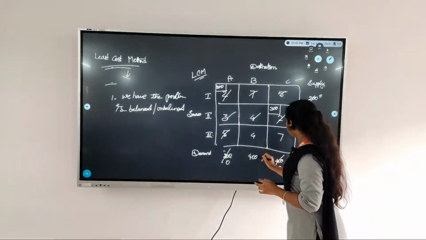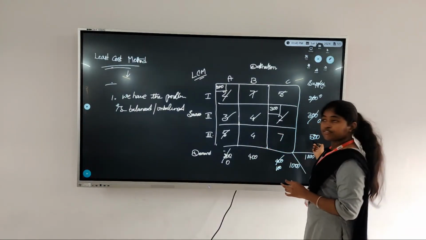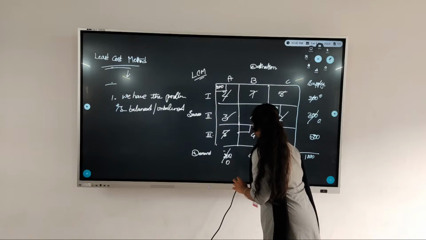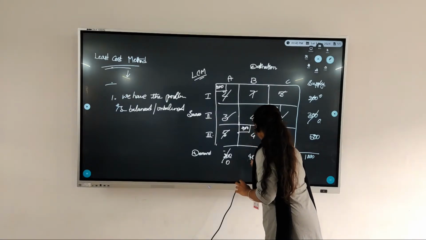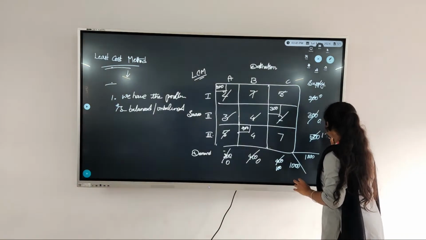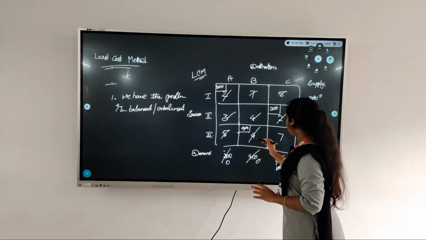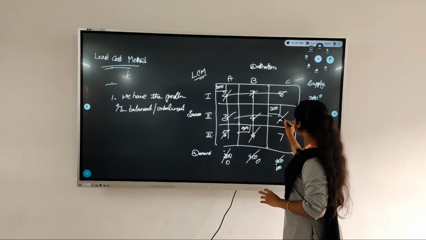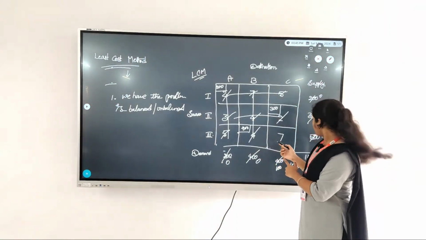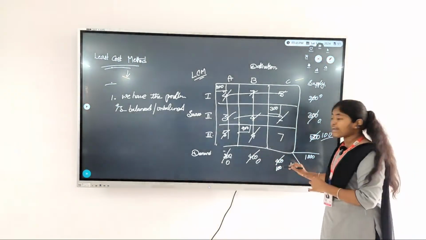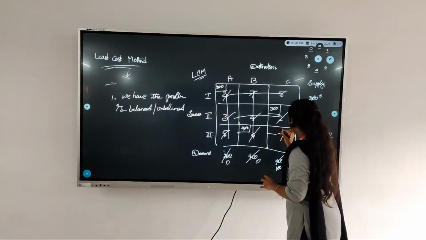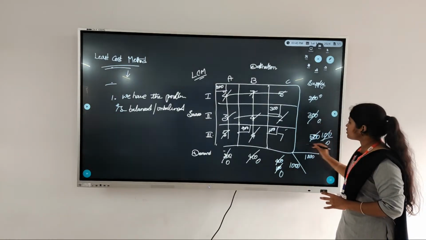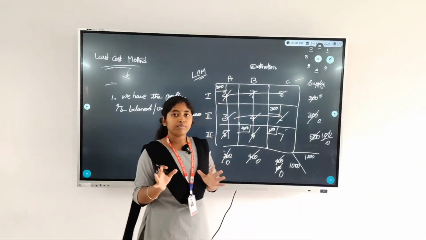Let's check with the demand 400 and the supply 500. Here the demand for 4 is smaller, so we allocate 400 to the 4, which leaves 0 demand and a remaining supply of 100. The rest of the column is removed. The remaining cell is 7, where we have a supply of 100 and a demand of 100. So we allocate 100 there, leaving 0 for both. This is how the steps work.